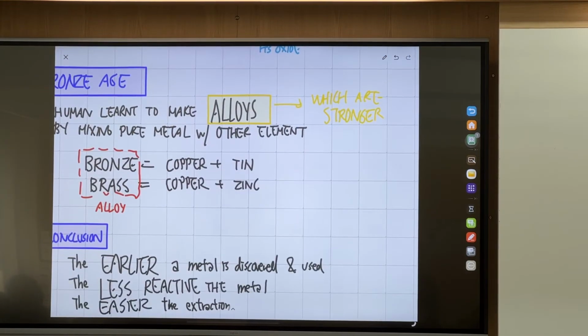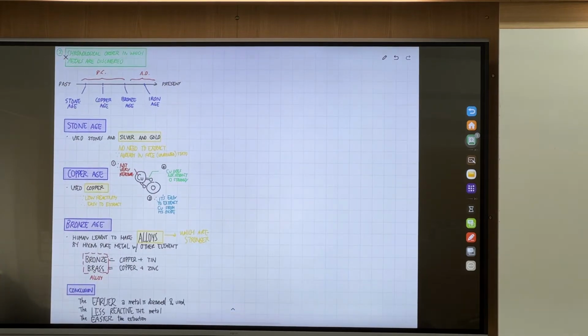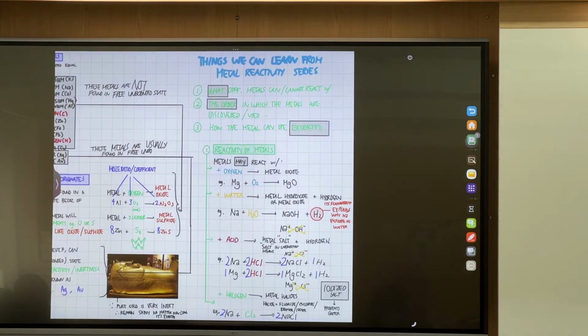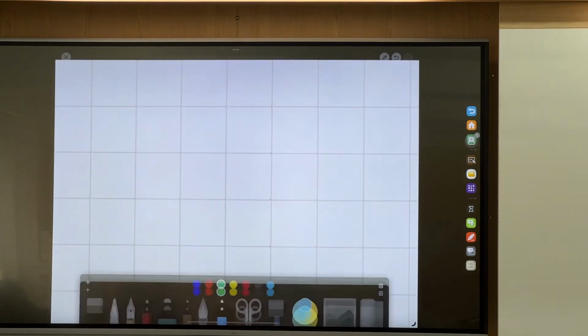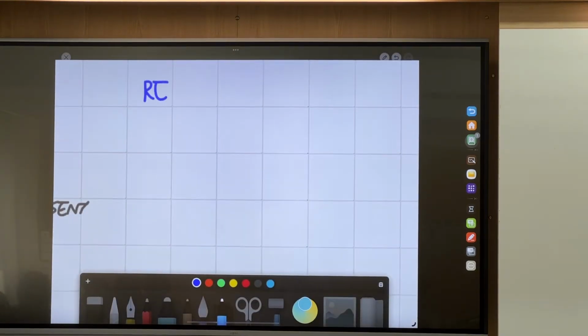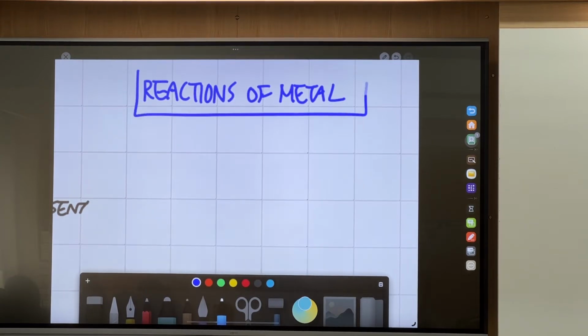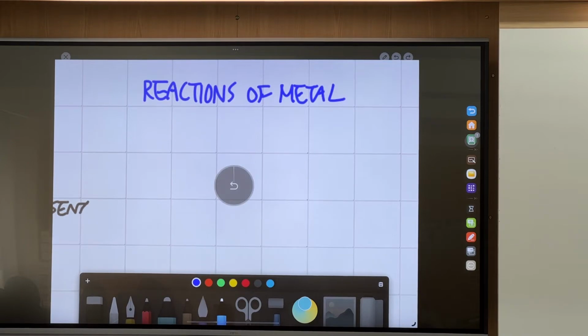So we will now look at the more complicated part of the metal chapter. It's the reaction part. What do metals react with, and what are the products produced in each case? On the new page, this will take up quite some space, I want to look at the reactions of metals in relation to their position on the metal reactivity series.